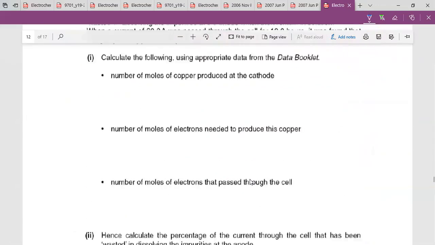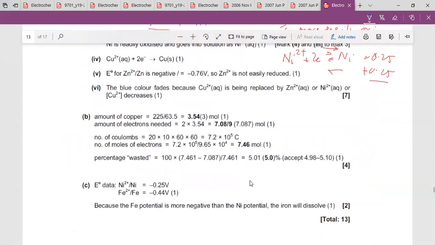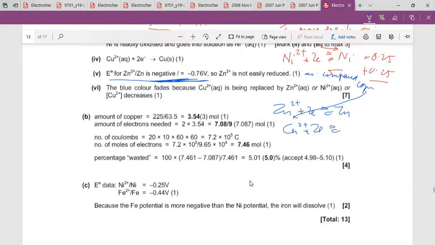Let's see how the answer goes here. How the answer is written is very important. This is the original one, Zn2+, because it's reduction. E naught is negative, so zinc is not easily reduced. As compared to copper, Cu2+ + 2e-, quote this one here. This is negative 0.76. This one is positive 0.34.